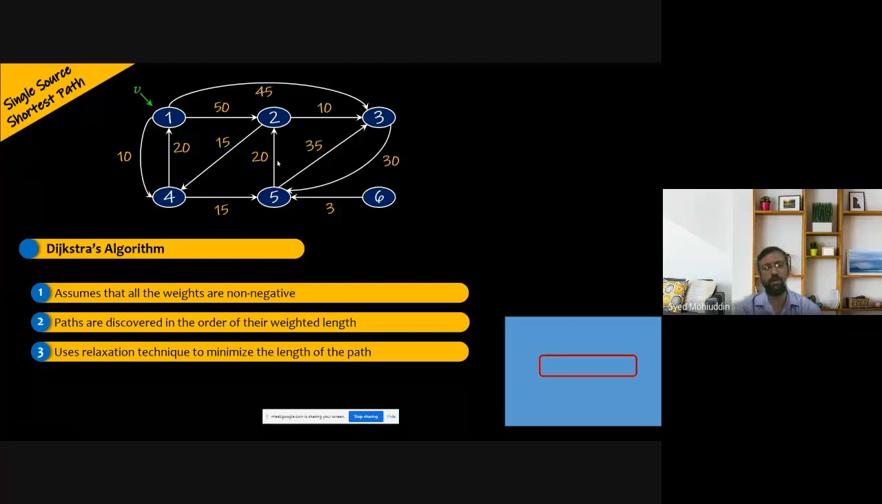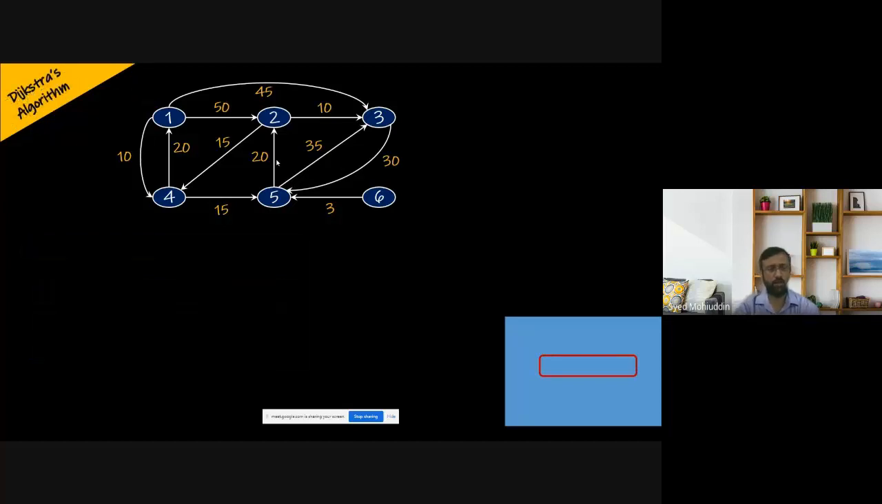This discovering of paths according to weight, because there may be several paths, is basically based on something known as the relaxation technique. And this technique is based on minimizing the length of the path. Now let us look at what the relaxation technique is, to find the minimum cost path.